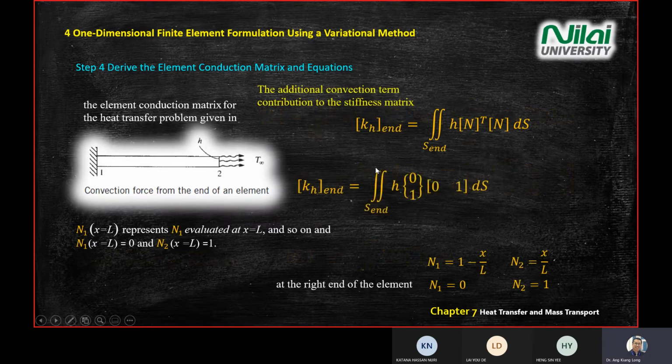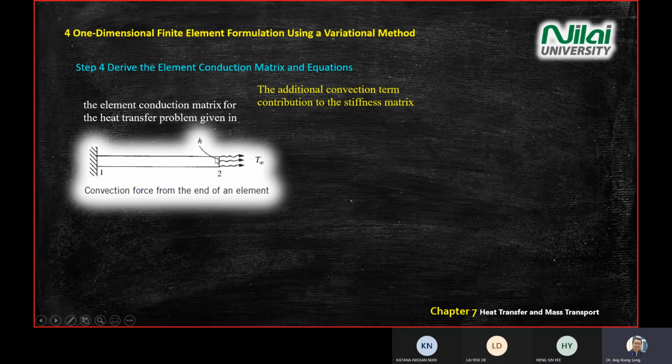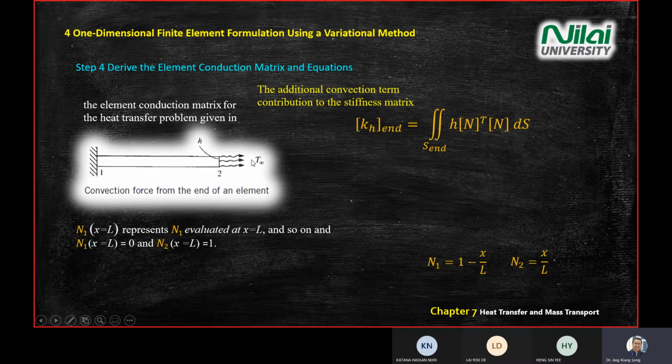So how do you calculate the last term here? Basically I give you all the calculation on the screen here, you can read through. If you need to integrate the N here, given by the double integration, h N transpose N dS. As you can see here, N1 equal to L.